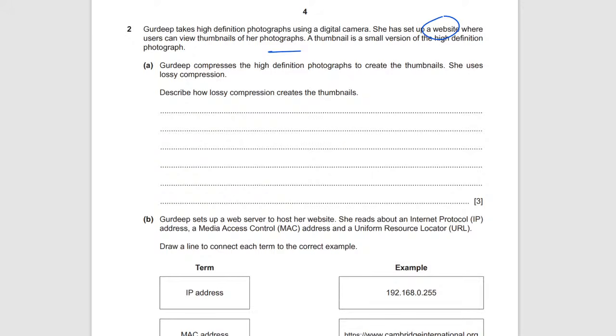It then says Gurdeep compresses the high definition photographs to create thumbnails. She uses lossy compression. So here's the keyword, lossy compression. We have two types of compression in the IGCSE syllabus: lossy compression and lossless compression. The difference that you need to know between the two is that in lossy compression, the data is lost forever, and in lossless, it is not lost, in simple terms. But you need to read further on this to look at more of the differences.